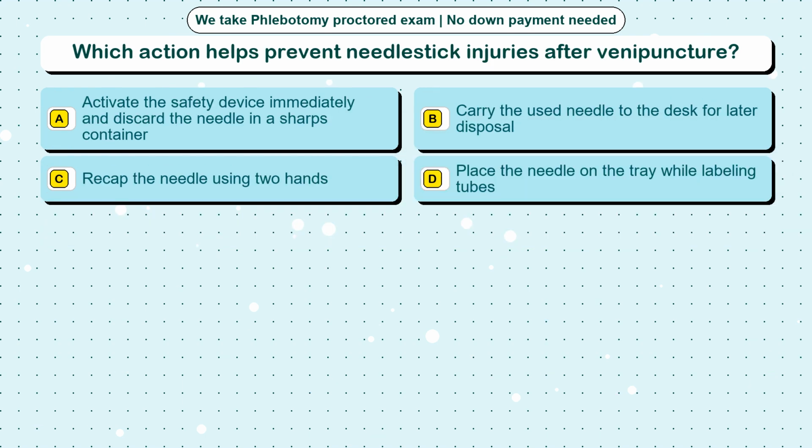Question 18. Which action helps prevent needle stick injuries after venipuncture? Option A. Activate the safety device immediately and discard the needle in a sharps container. Option B. Carry the used needle to the desk for later disposal. Option C. Recap the needle using 2 hands. Option D. Place the needle on the tray while labeling tubes.